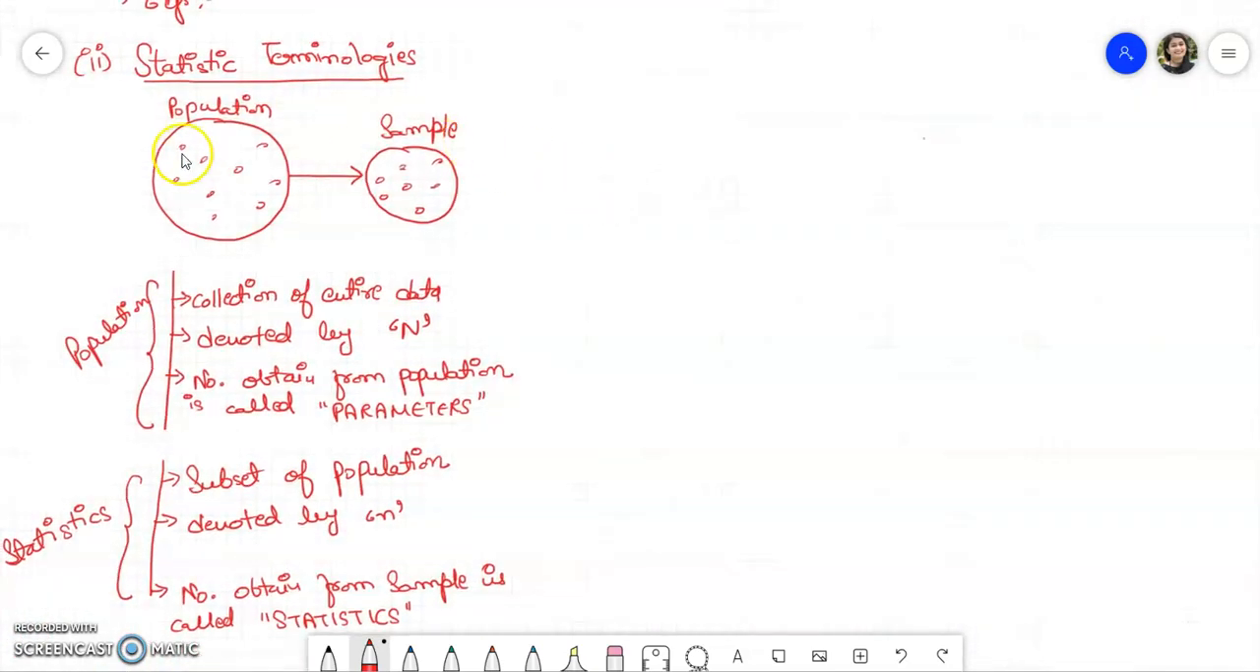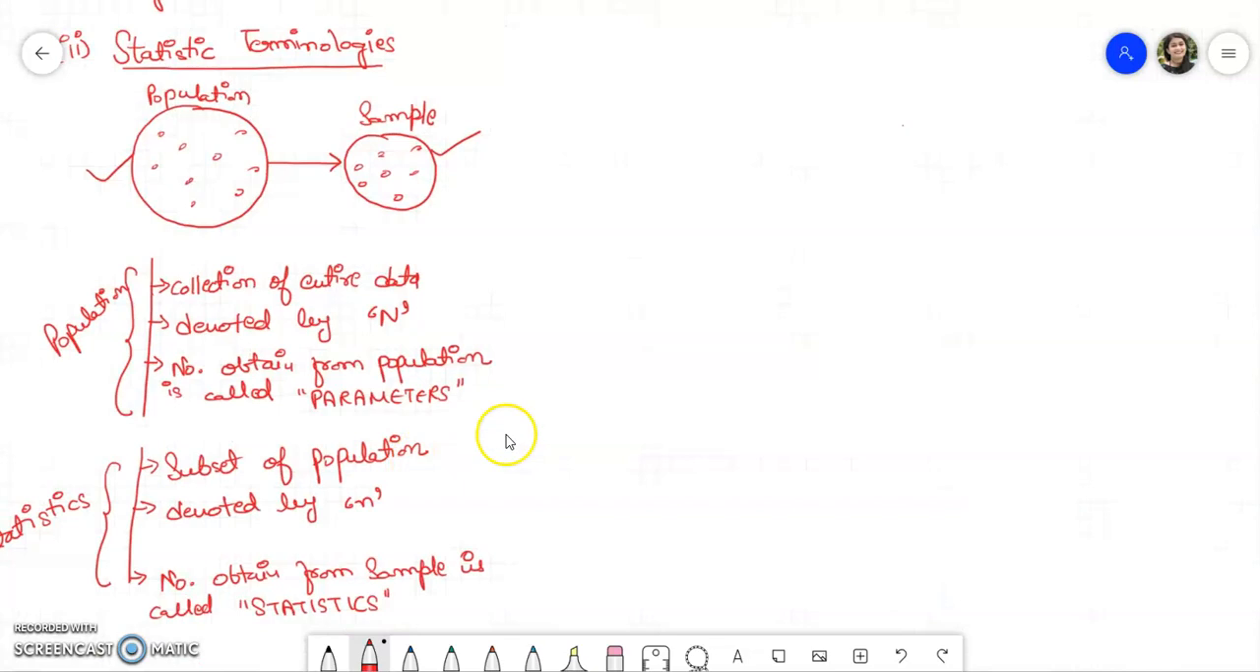Now let's come to the terminologies which are used in statistics, that is the population and the other one is the sample. So population is the entire data present in this world, or on the internet, everywhere. It is a huge amount of data, the complete data present in this world, and sample is the subset of the population.